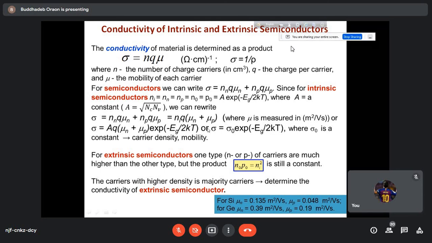So this equation can be readily used to perform all sorts of calculations, and also we can determine the energy gap. We can measure the conductivity at different temperatures, and if we get some data points, we can calculate the energy gap for a particular type of semiconductor. So this equation is very important. And for extrinsic types of semiconductor, another important equation is here.